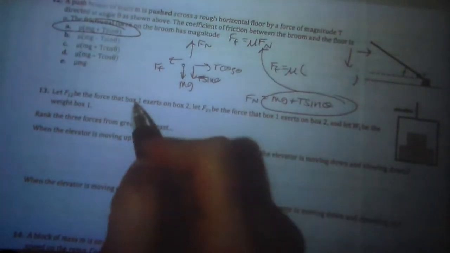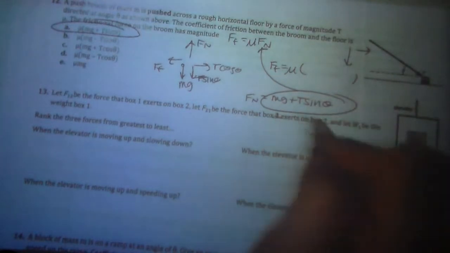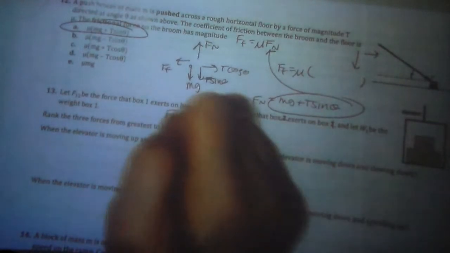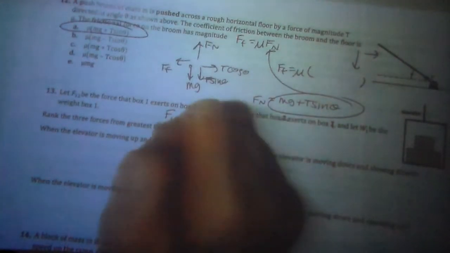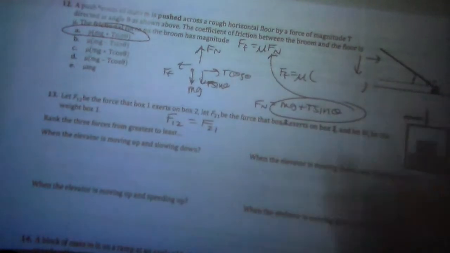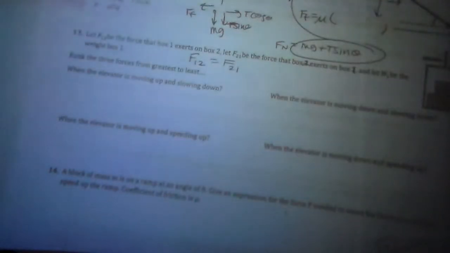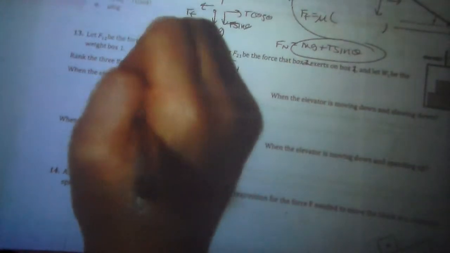This one there's a typo, it says 1 on 2, this one should be 2 on 1. But actually it doesn't really matter because the force of 1 on 2 and the force of 2 on 1 are the exact same force. So F12 and F21 are going to be equal no matter what. And weight 1 is the weight of box 1. So we are ranking the forces. So either way, F12 and F21 are going to be equal. So I'm just going to put that in, right? No matter what was happening.